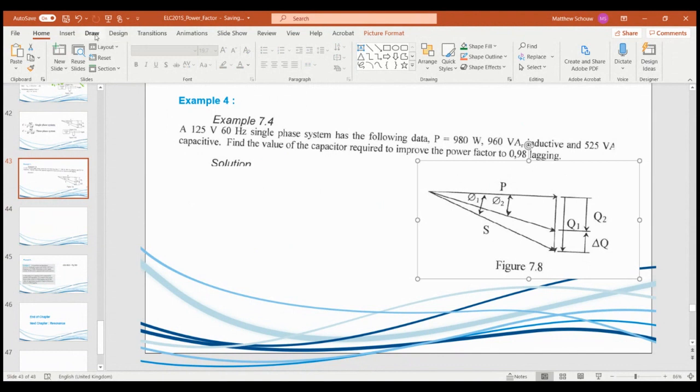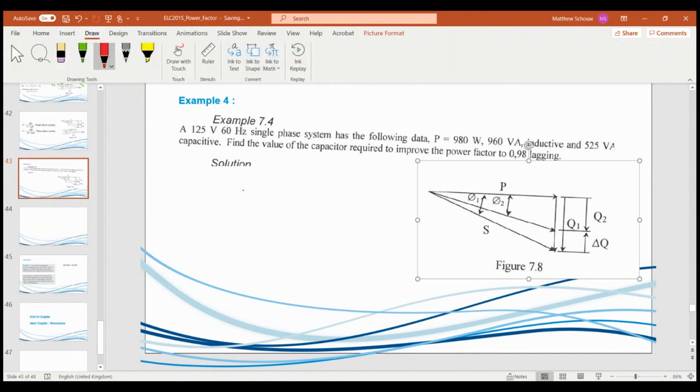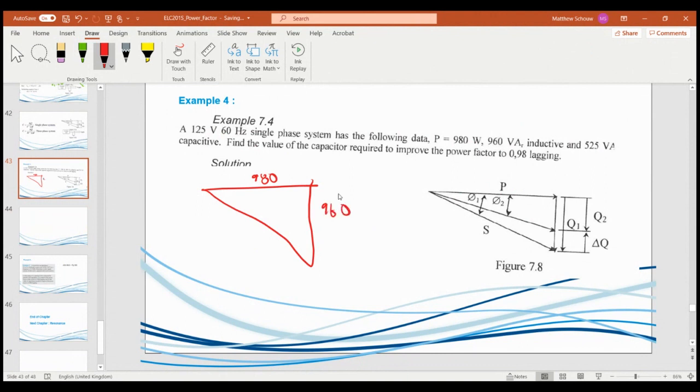Okay, so I have one more for you to do. So over here, our first setup, let's just have it like this. We have 120 volts, 60 hertz, single phase, and then there we have our power, volt amps, and that. So we know that this is P. This is going to be 980. Your vertical component is always your active component, and this is 525 volt amp. Cool. So now they want to improve the power factor to 0.98 lagging, nearly to 1.